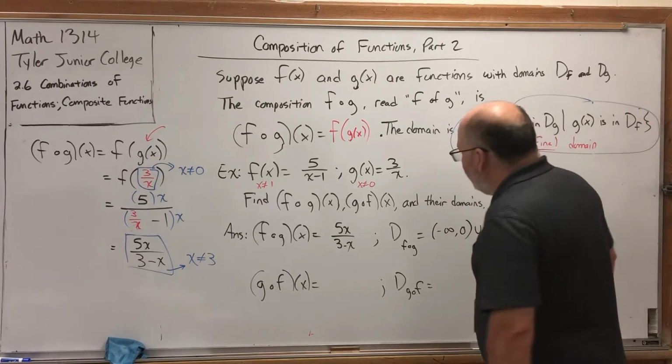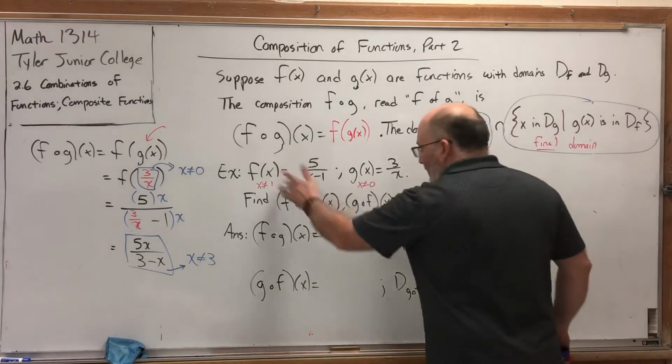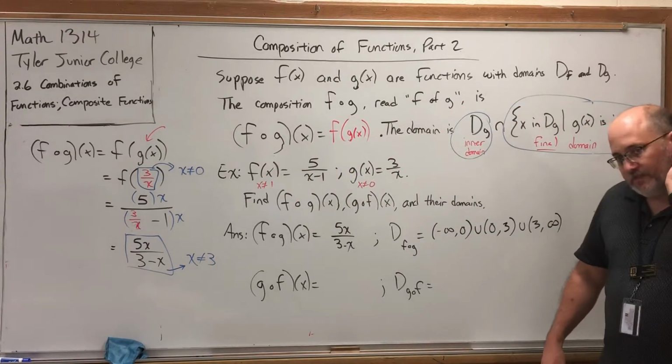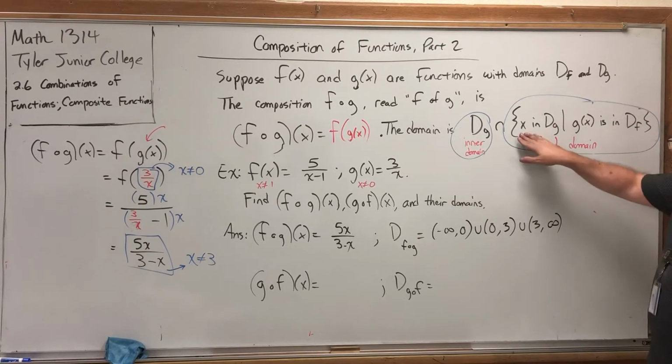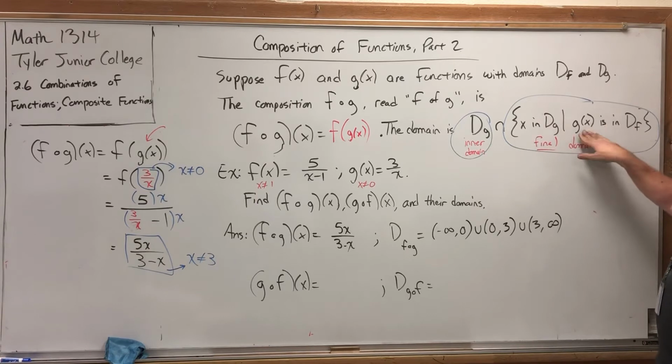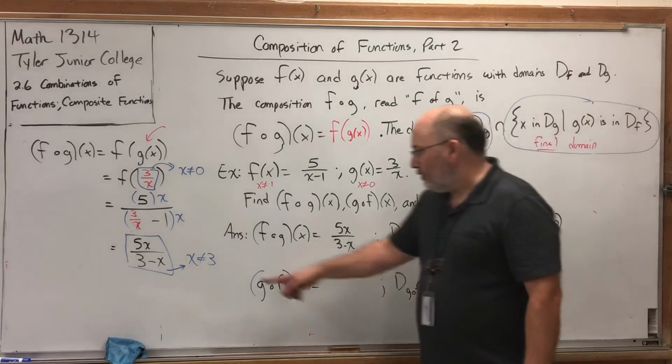So why is 3 excluded? It wasn't bad in the first function, it wasn't bad in the second function, but watch this. This whole mess over here is saying, don't keep any number that, when it comes out of the first function, can't go into the second. Here's why we can't keep the 3.